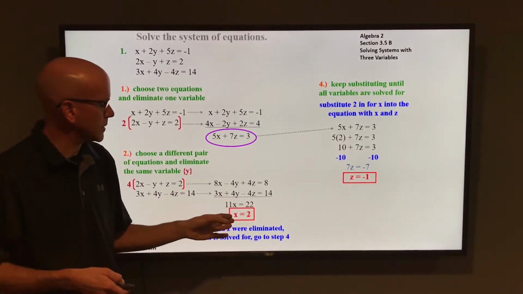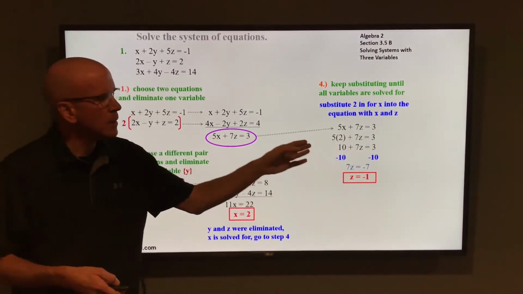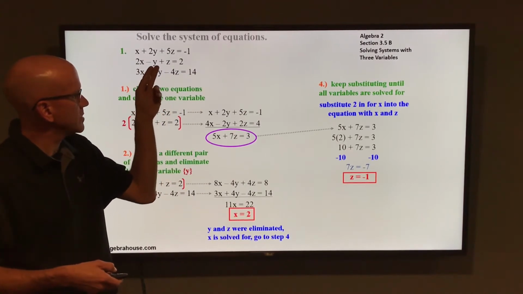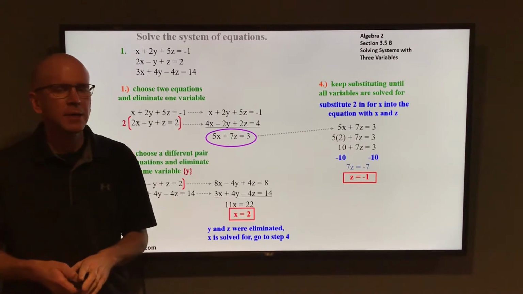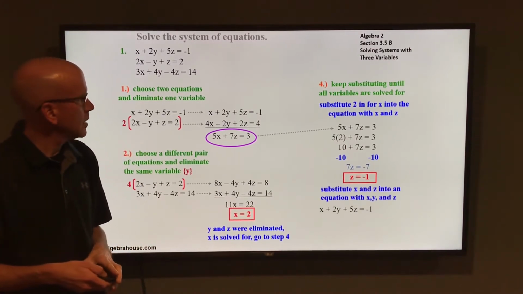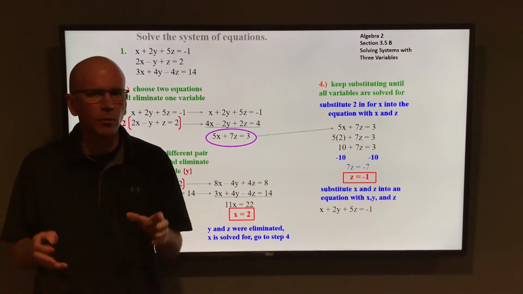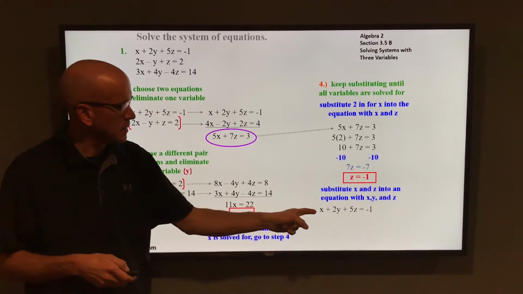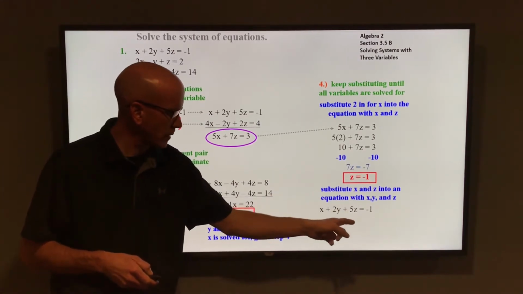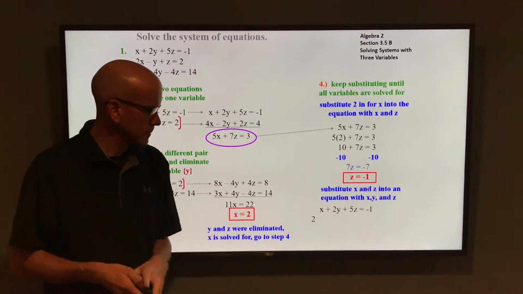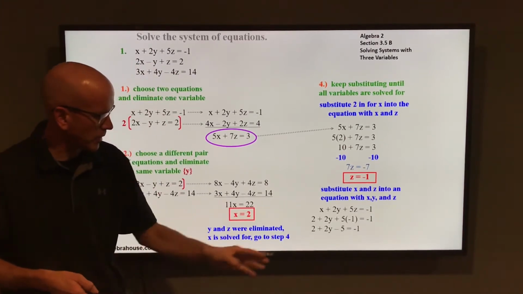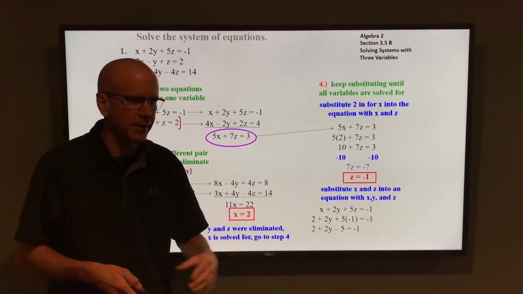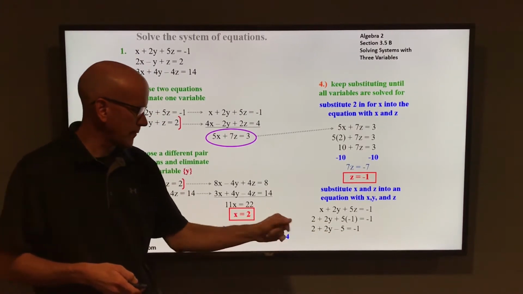So now you know that x is 2, z is negative 1. We can go back up here into any of these three equations, substitute negative 1 in for z, 2 in for x, and solve for y. I'll take that first equation. It does not matter which equation you choose. I'm going to substitute negative 1 in for z, and 2 in for x. If you do that, you have 2 plus 2y plus 5 times negative 1 equals negative 1. Multiply 5 by negative 1, that is negative 5. Combine 2 and negative 5, that would be negative 3.